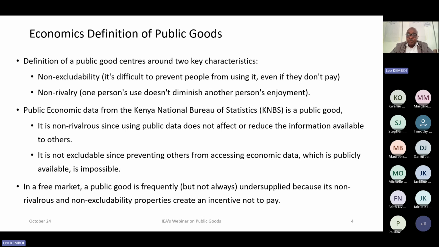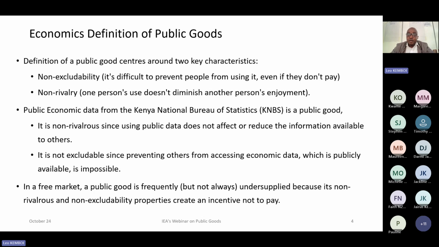It's only available for members. That's a club good. Common resources, like if you're fishing in a river. Private goods are those goods that once it's available for one person, it's not available for the others.